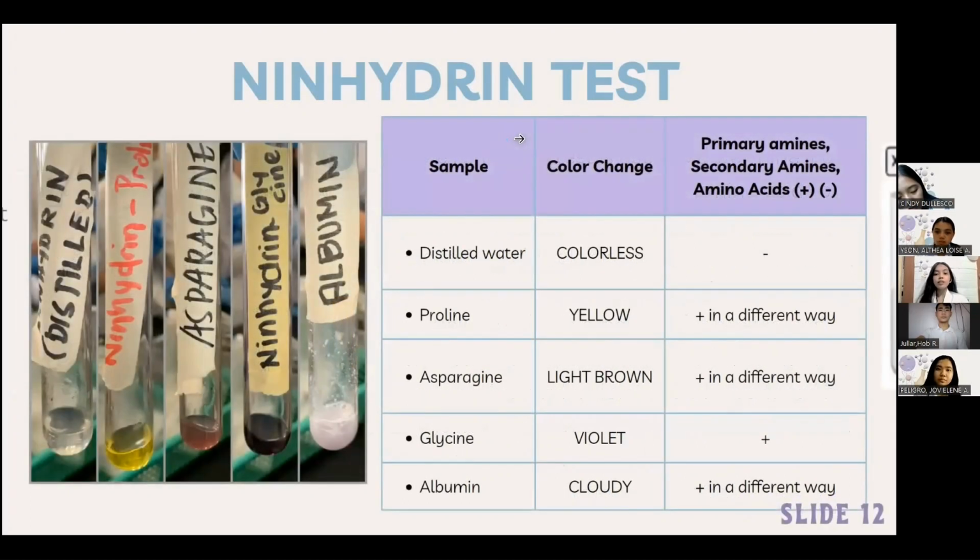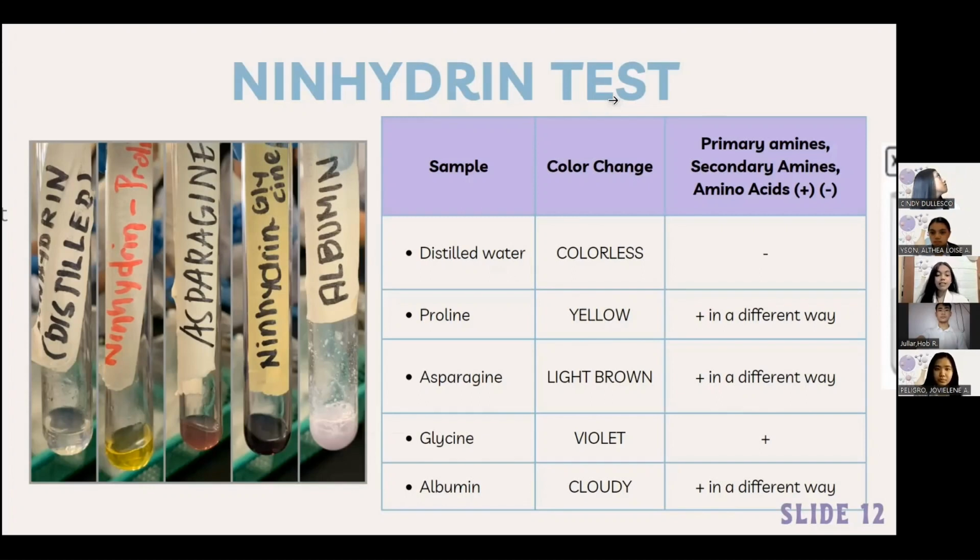There you go. So for the sample distilled water, it showed up colorless, which means that of course there is no existence of proteins or amino acids in the sample. So the proline showed a yellowish color and the asparagine showed light brown. And even though these are not the usual colors that we are familiar with and where we base our judgment regarding the existence of protein, these are both accepted as positive results in a different way. So the glycine also showed the most accurate representation as it showed the violet color, which immediately means that there is an existence of protein or amino acids in the sample.